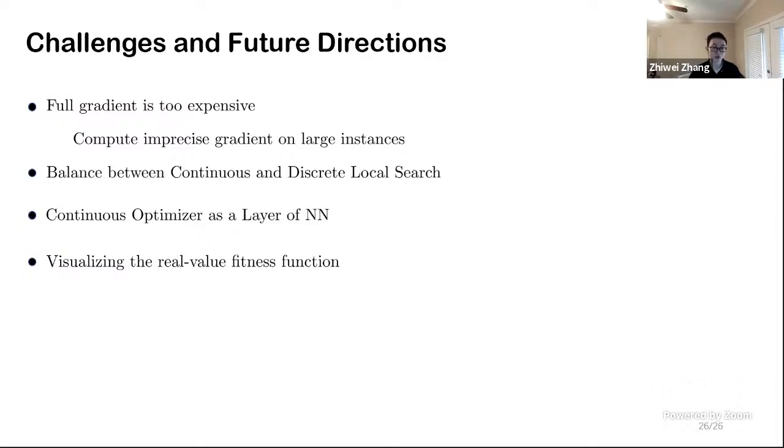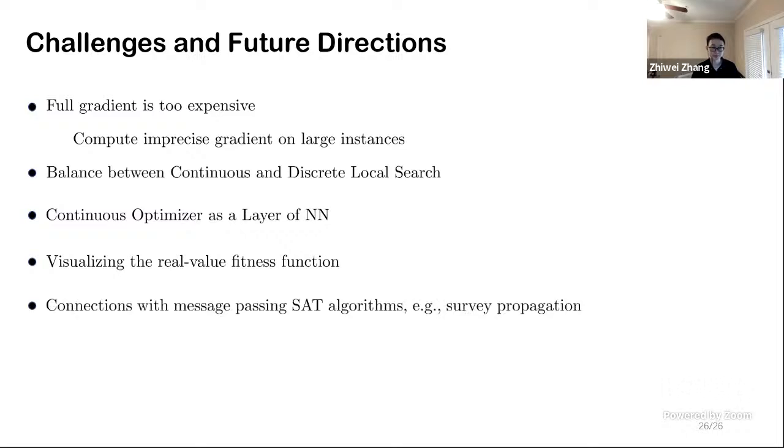Also, we want to visualize the real value fitness function to see if we can find any insights of different logical formulas. We also want to connect our algorithm with some well-known message passing algorithms like survey propagation, and we will dig more into this. With that, I would like to conclude my talk. Thanks for listening, and I'm happy to take questions.